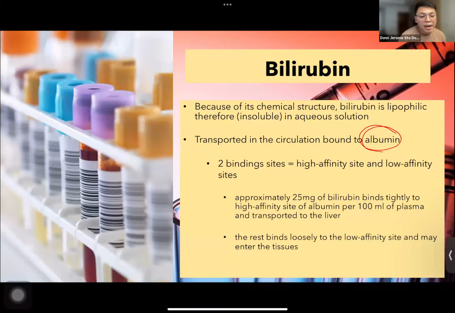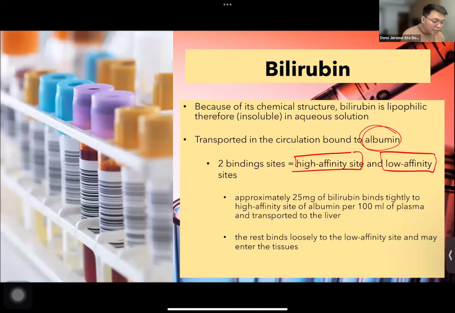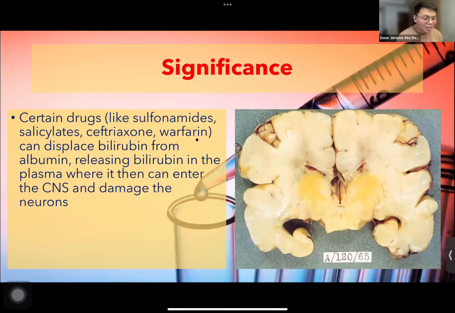Albumin has two binding sites for bilirubin, no? It has a high affinity binding site and a low affinity binding site. What I would like to focus on is in the low affinity binding site. Bakit? Because low affinity binding site binds your bilirubin loosely, mabilis matanggal, such that presence of drugs, for example, sulfonamides, salicylates, tetraioxone, and warfarin can displace the bilirubin from the loose binding site.